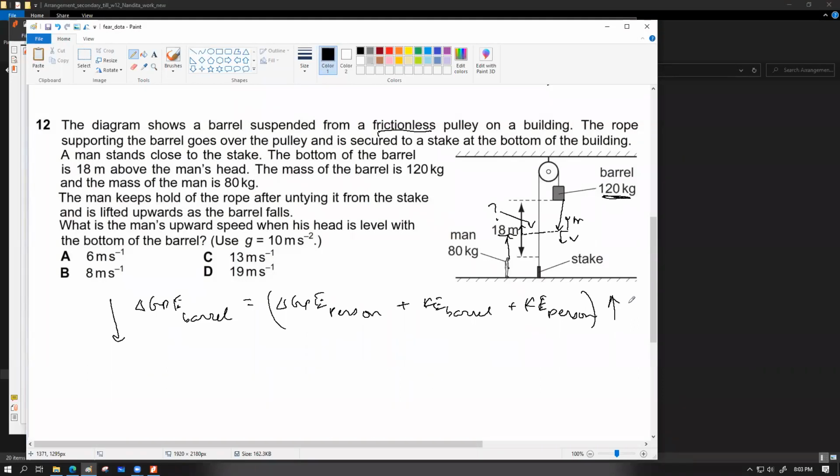Because when the person is moving up, is the barrel remaining stationary, or is the barrel also falling downwards at the same speed? Think. Because initially, when the person is holding the rope and it is tied with the stake, both the initial velocity of the barrel and the person are zero. So you are starting with zero kinetic energy for both. As the barrel keeps falling and the person goes up, they are both going to gain some speed.